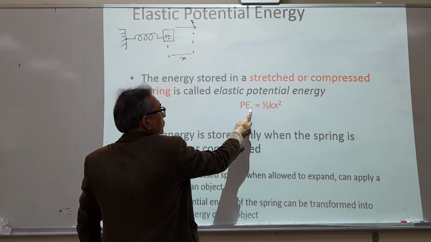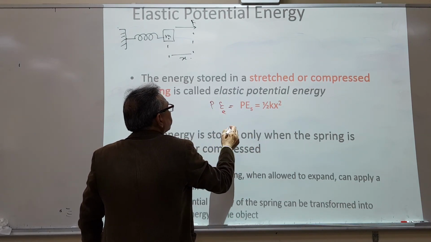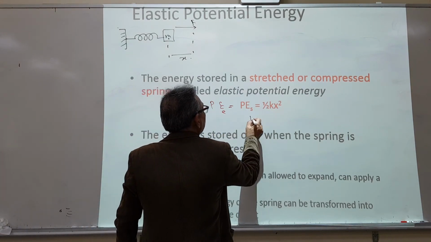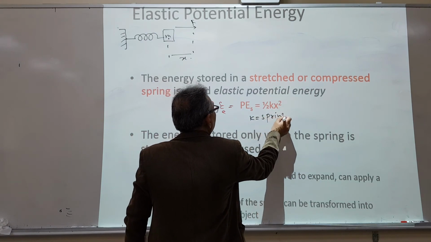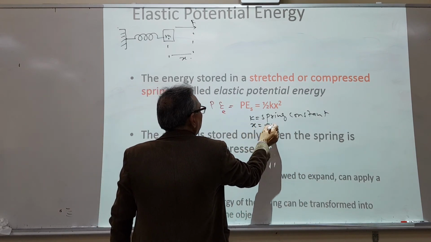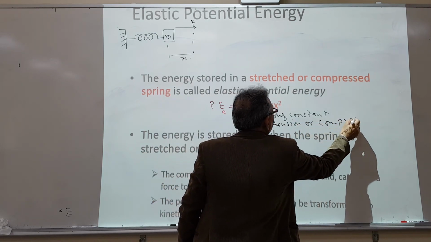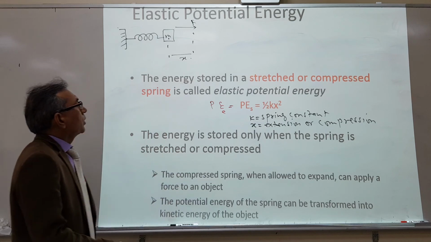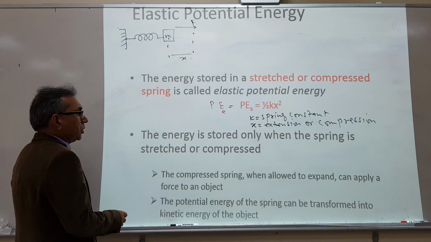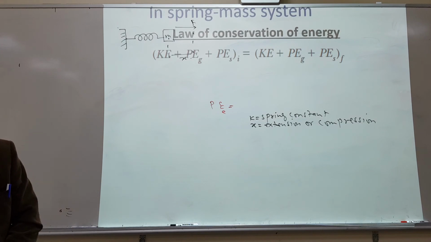Potential energy spring, S for spring or E for elastic. In some books you may find potential energy elastic or spring, half kx squared. What is k? Force constant or the spring constant. And what is x? X is the extension or compression in the spring. Right? So this is about elastic potential energy.